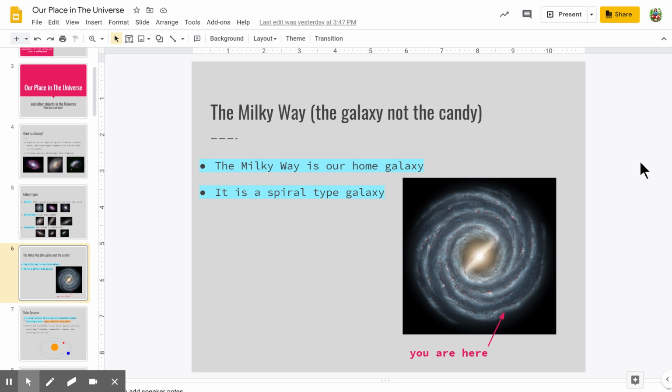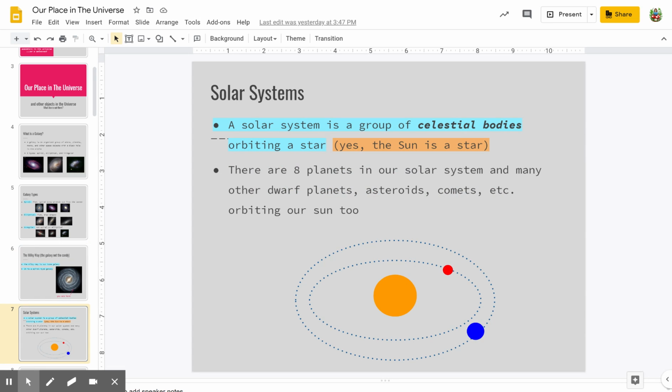All right, now our galaxy is called the Milky Way. This is our home galaxy, and it is a spiral type galaxy. And we're one of those tiny little specks. Our whole solar system is one of those tiny little specks in that arm right there. All right? Now, the next thing, we need to talk about a solar system.